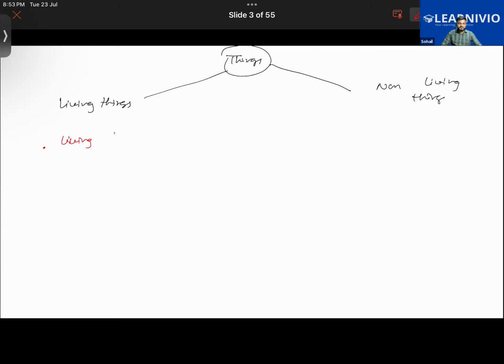They do not breathe, and most importantly, they do not reproduce. So those are the characteristics of non-living things. We have these following characteristics on the basis of which we have classified them, right?